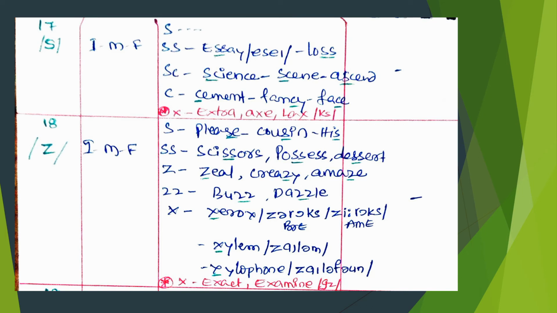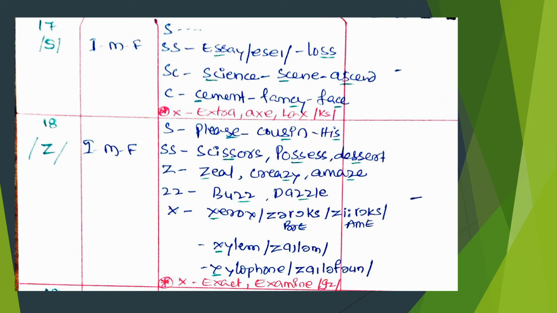And then this Z is also represented with the letter Z. For example, Z-E-A-L, zeal, C-R-E-A-Z-Y, crazy, A-M-A-Z-E, amaze. And this is also represented with double Z. For example, B-U-Z-Z, buzz, D-A-Z-Z-L-E, dazzle.